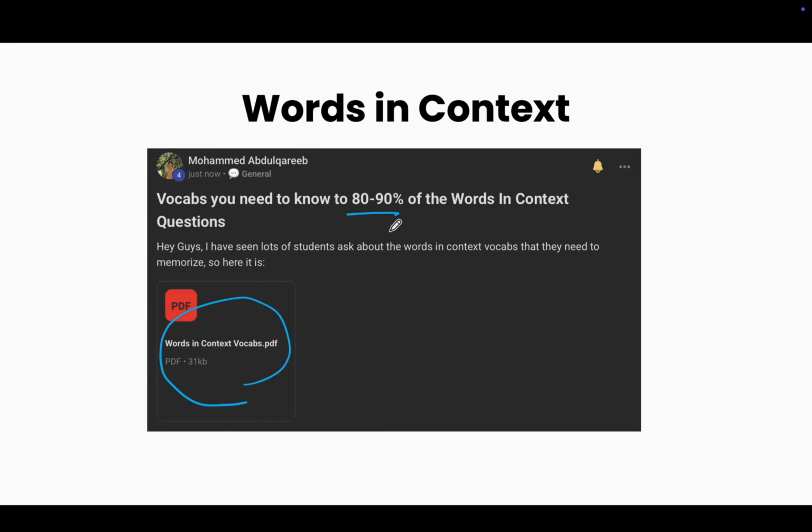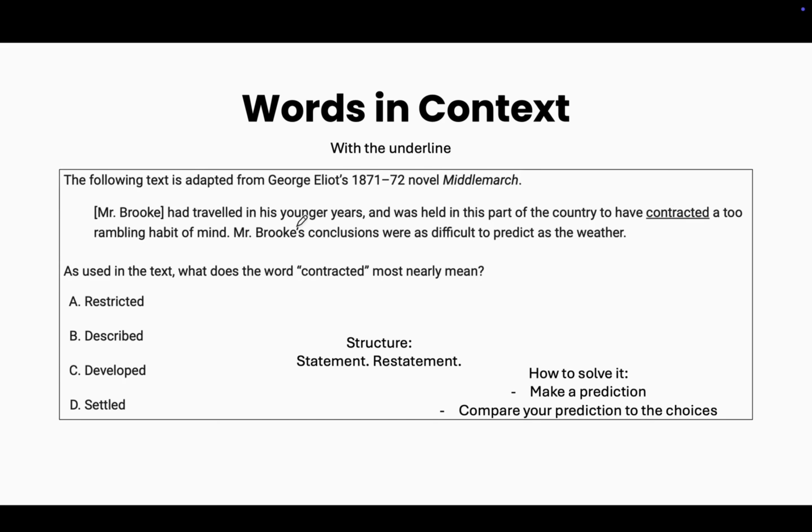But let's test another style of vocab. Underline instead of blank. Mr. Brooke had traveled in his younger years and was held to have contracted a too rambling habit of mind. His conclusions were as difficult to predict as the weather. So maybe that means that he evolved to have a very unpredictable habit of mind. So contracted here probably means created or evolved.